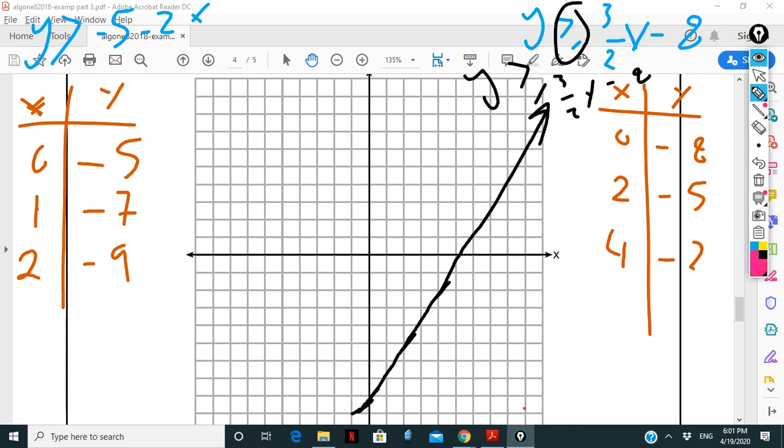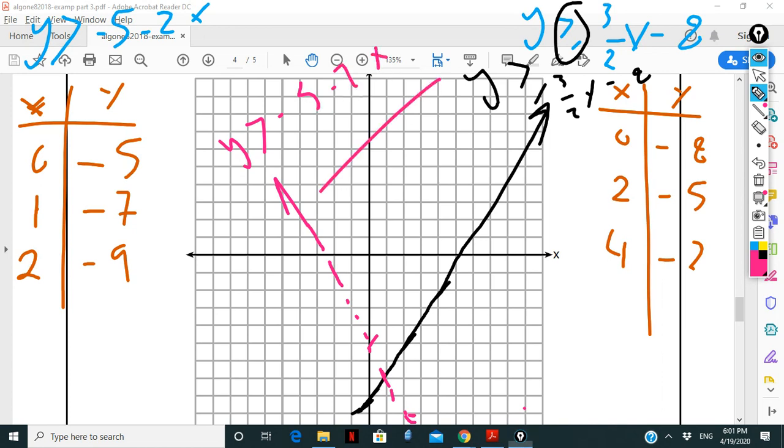The other one, when x was 0, it was negative 5. 1, 2, 3, 4. When x was 1, it was negative 7. When x was 2, it was negative 9. I don't have equal sign, so I draw a dotted line. And I have to label it y is more than negative 5, negative 2x.